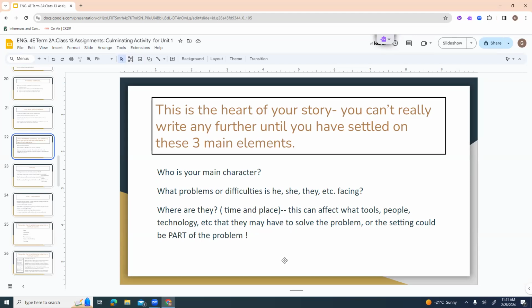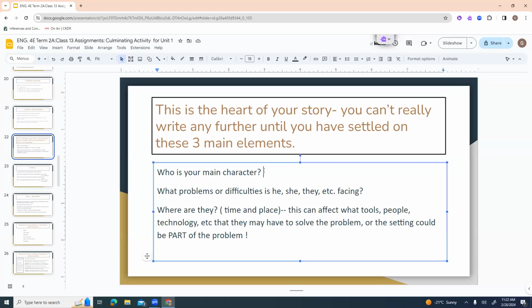Let's say, for example, something as simple as pneumonia, right? That can be solved pretty easily today through antibiotics. But if you go back 200 years ago, that was more or less a death sentence. You weren't going to survive it. So the setting can be a huge part of your story and how easy or hard it is to solve the problems. I wanted to just talk about the main character thing really quickly.